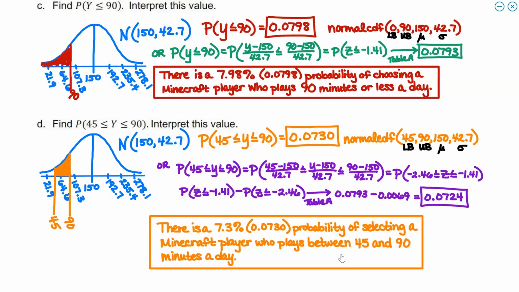Then I got 0.0730, I rounded off the calculator. So what that means is out of the population that this sample was taken from, there is a 7.3 or 0.0730 probability of selecting a Minecraft player who only plays between 45 and 90 minutes a day.